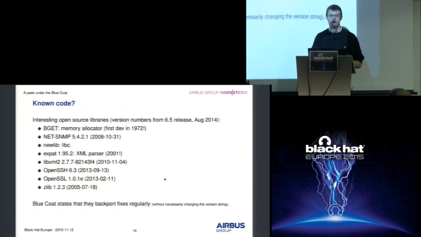Then you look for, of course, open source libraries, because you know that people are taking open source libraries because it's less work. So I just took a look and tried to find everything that was available open source. The first thing that was really interesting, the numbers are from 6.5, a bit more than 1 year ago, is their memory allocator called bget, which was published in 72. So I thought, okay, it's an open source one.